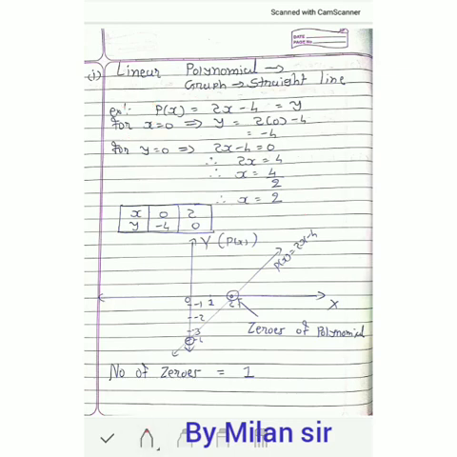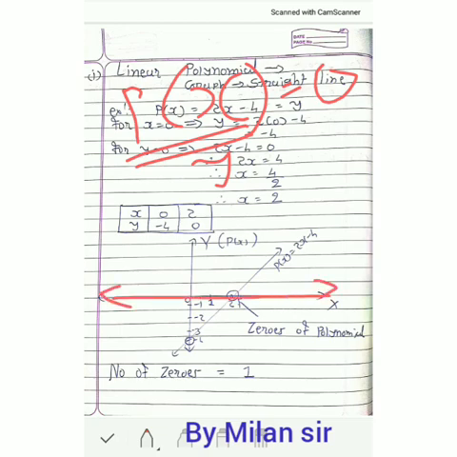Now again recall the definition of zeros of a polynomial. Zeros of a polynomial means the value of x for which your p(x) = 0. But in the graph, where can you find p(x) = 0? p(x) we represent on the y-axis. That means our y needs to become 0. If you remember, on the x-axis your y is 0.